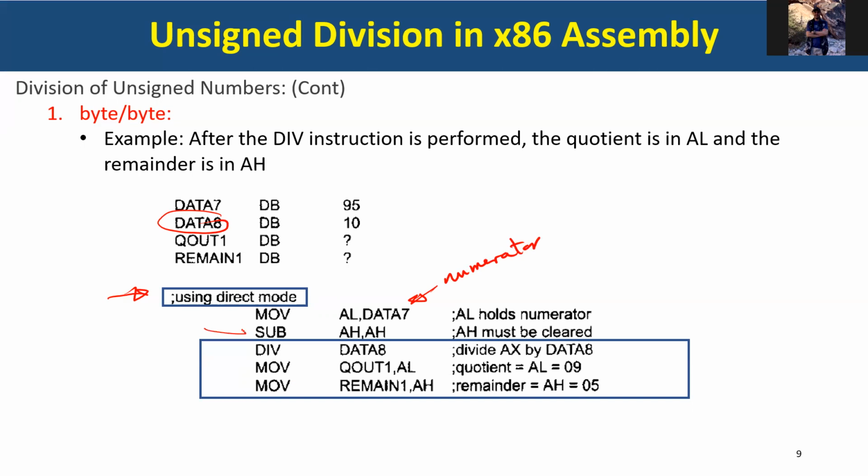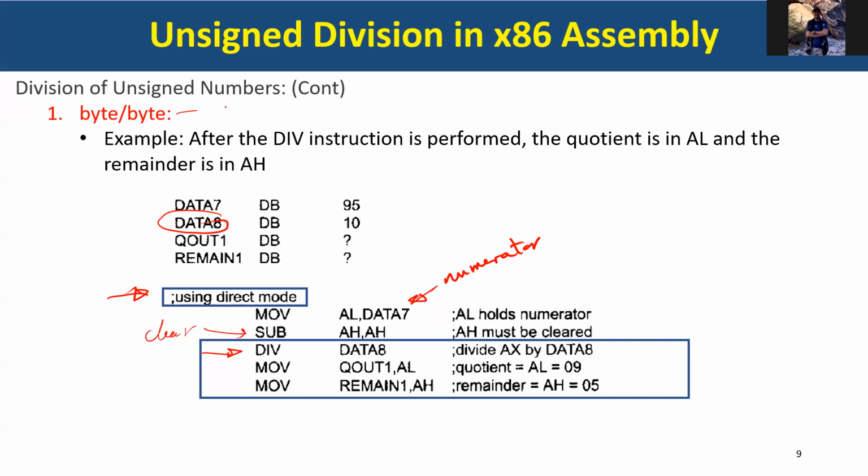Then we clear AH. Then you say div data 8. So the x86 processor will basically divide 95 over 10, and the 10 is stored in data 8. And the quotient will go to AL, and the remainder will go to AH. So that's very important to know here.